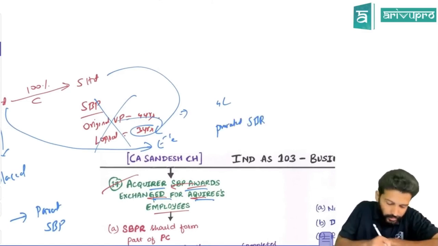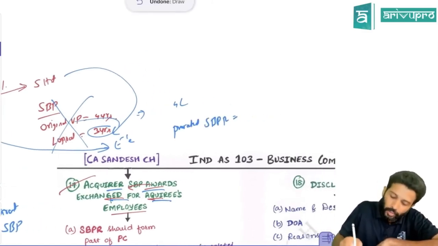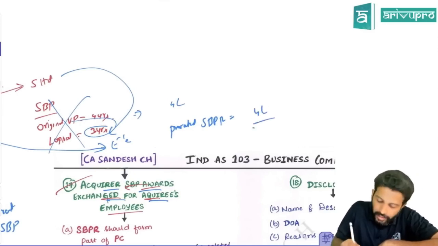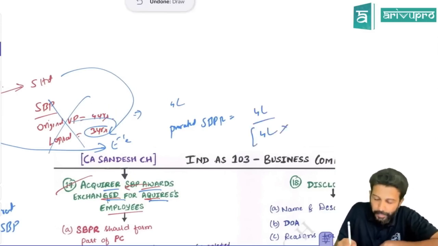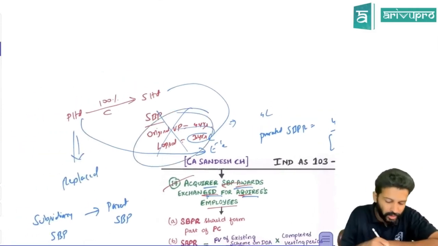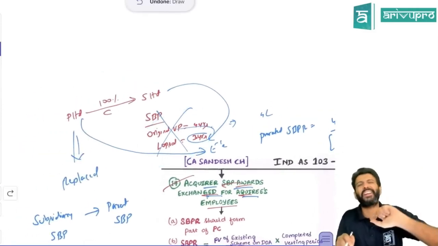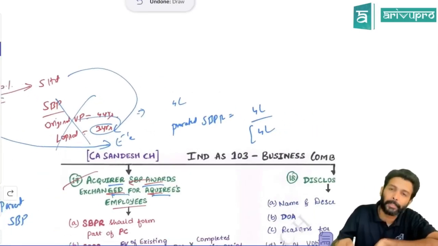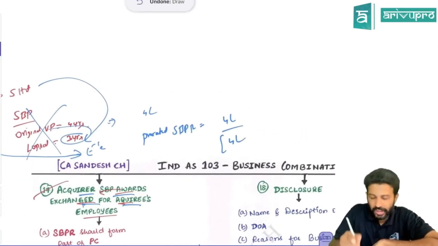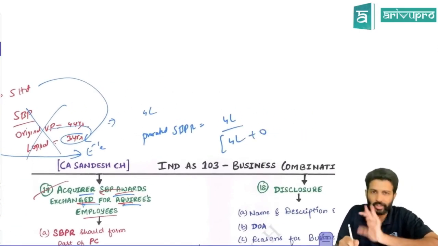Prorated SBPR is the fair value of the old scheme, which I assumed to be 4 lakh, divided by the original vesting period. What is the total original vesting period? 4 years. Or revised vesting period. Sometimes what happens is this vesting period, after acquisition, the parent company will reduce it. They will give you in the problem if at all it has happened. Let's assume it has not happened over here.